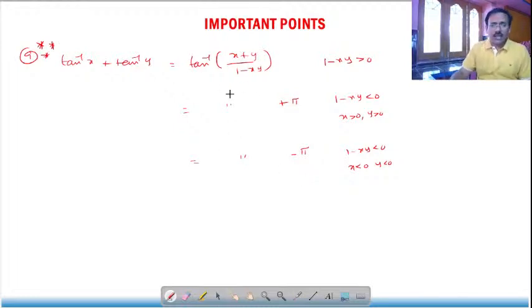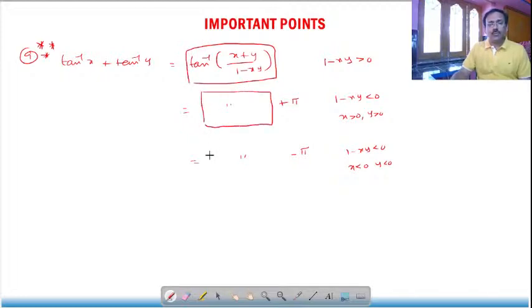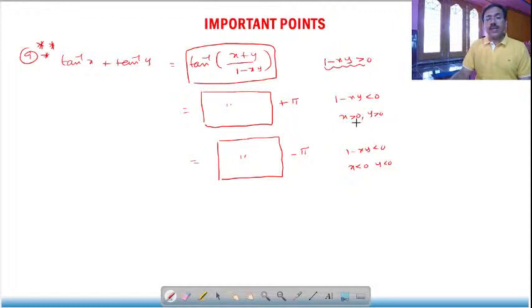Yes. So this I call the basic formula. So you write this basic formula as it is, plus pi you have to write. Minus pi you have to write here. Let me repeat. Whenever tan inverse x plus tan inverse y is given, you just apply tan inverse of x plus y by 1 minus xy. If the denominator is positive, you write the basic formula. If it is negative, check whether x and y are both positive or not. If both positive, plus pi; both negative, minus pi.